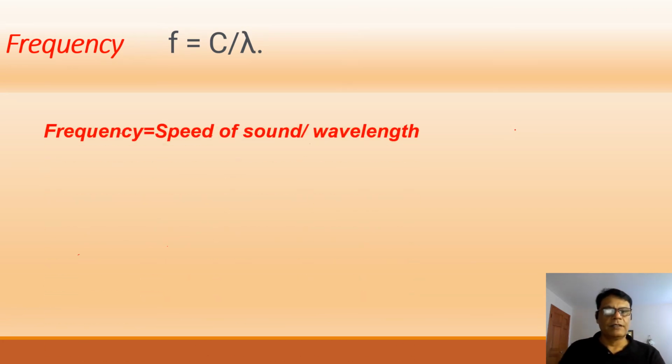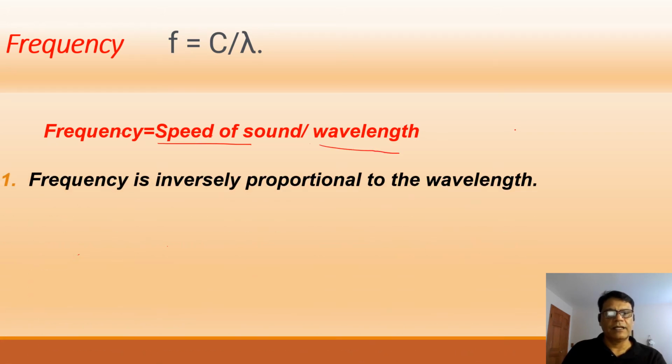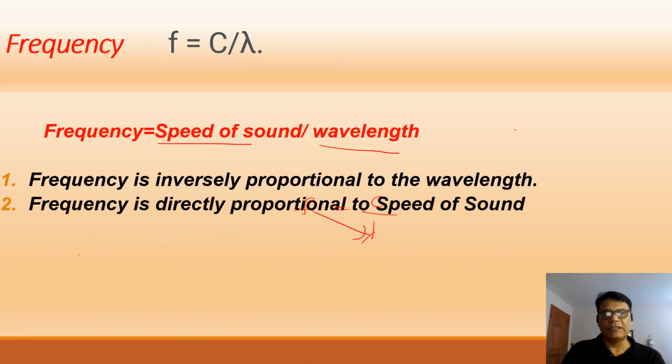Let's move forward. Frequency is speed of sound divided by the wavelength. We have already discussed that frequency is inversely proportional to the wavelength, and frequency is directly proportional to the speed of sound. This is a direct relationship. It's an inverse relationship.